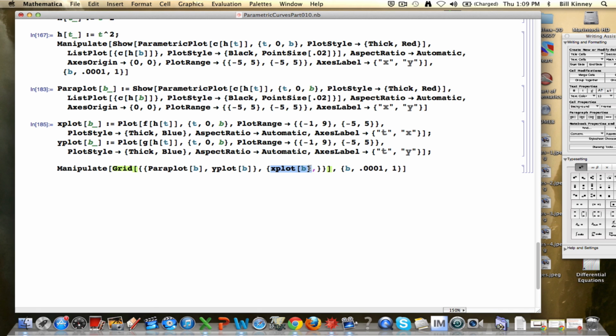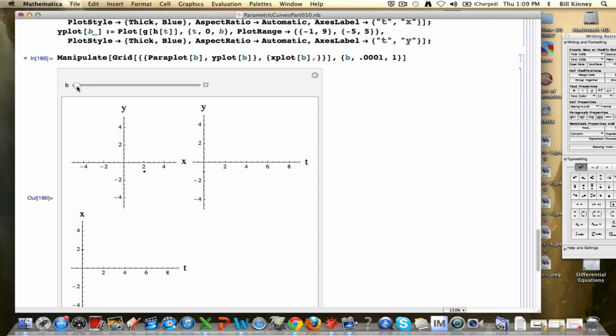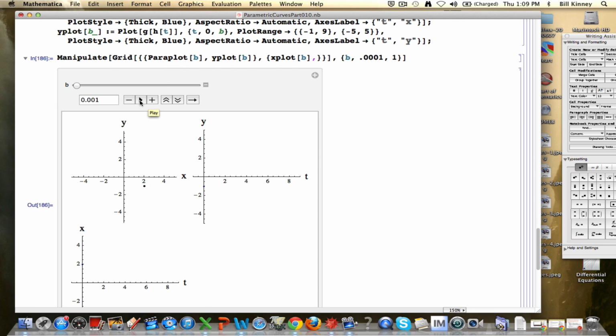This is going to put the x plot, the plot of the first coordinate as a function of time, in the lower left corner, and then I have a blank here. Nothing's going to go in the lower right corner. I have a blank after this comma. And it's going to animate it. So we have an animation here.